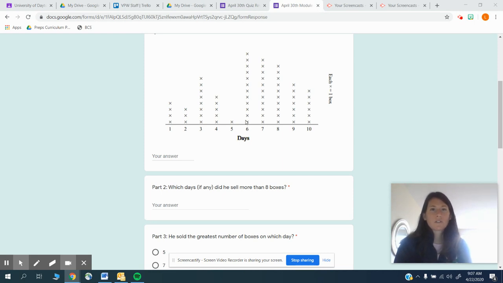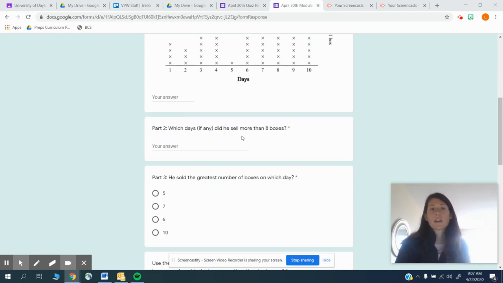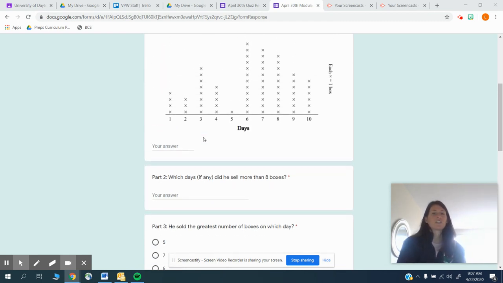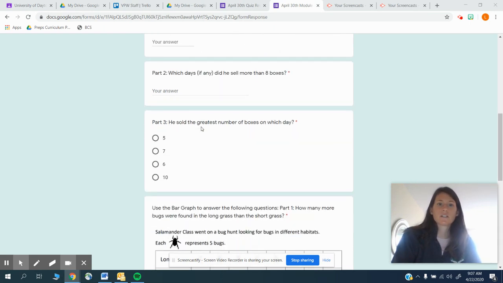Again, you could have looked at the x's after counting a few and just used kind of the visual to help you. But I like to always second check and count my answers. So it was days 6, 7, and 8 were your answers on part 2. And then part 3, he sold the greatest number of boxes on which day? Again, you have a pretty good visual to help you so you can kind of see which one has the most boxes. It was day 6, but second checking and counting all of the boxes, all of the x's is definitely a good practice to use.